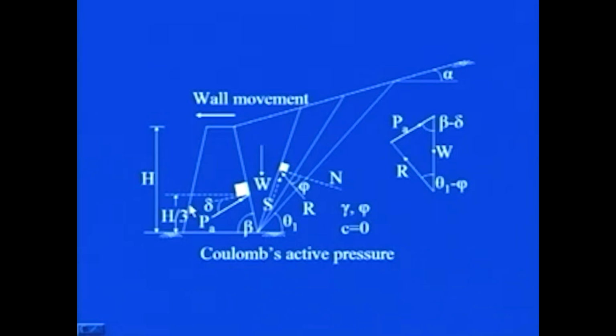So, what are the main forces? There are three forces which will be acting on any trial wedge. First is the weight of the wedge, that is W, and then the resultant R, which is acting at an angle of phi from the normal to this surface, then active force PA, which is acting at the angle delta from the normal to the back face of the wall.